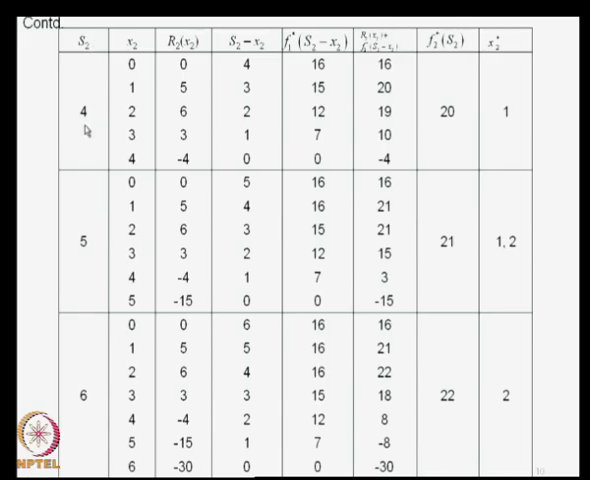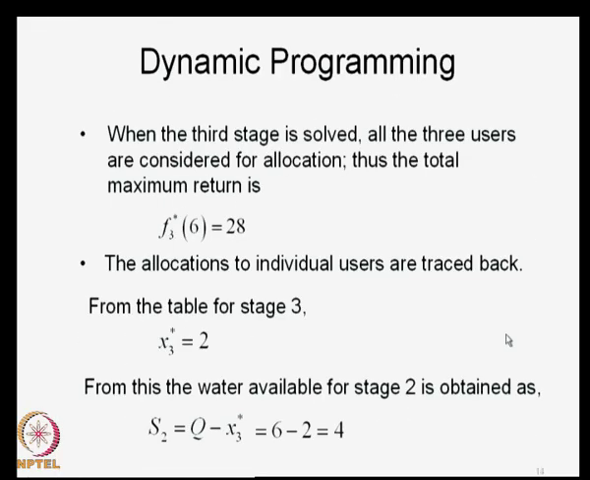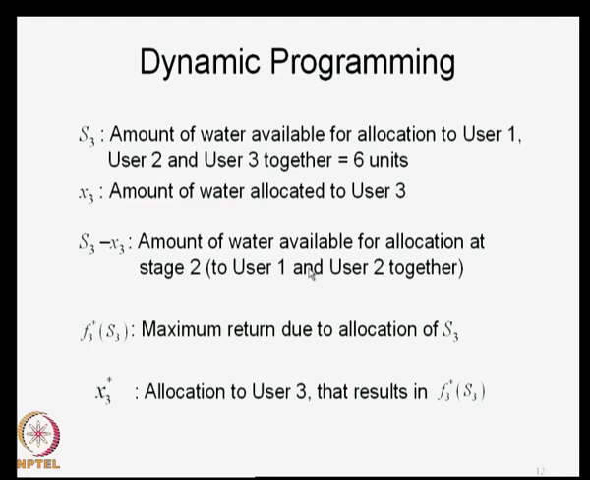It says that if 4 is available, you allocate 1 to user number 2. So, from the previous table, you pick up the optimal allocation corresponding to S2 is equal to 4, which says that X2 star is equal to 1. So, from here you got 6 minus 2 is equal to 4 available for the previous stage, and from the previous stage calculation it says X2 star is equal to 1. So, 4 minus 1, that will be available at stage number 1, that is S2 minus X2 star, that will be 3.